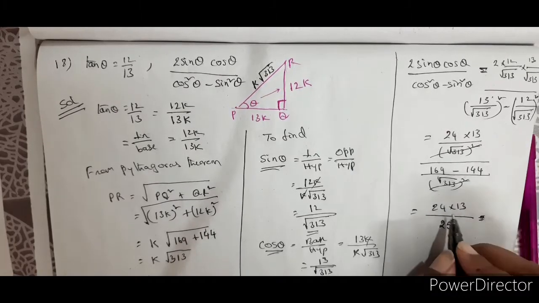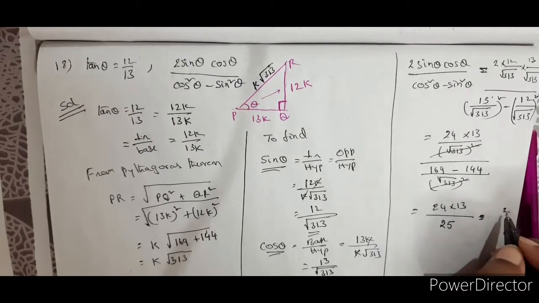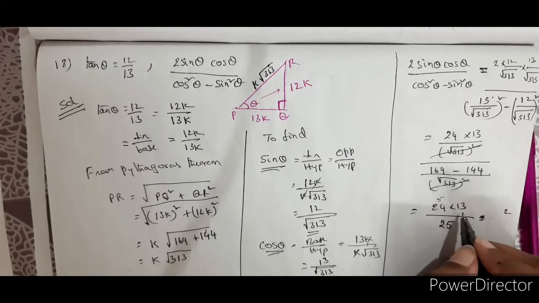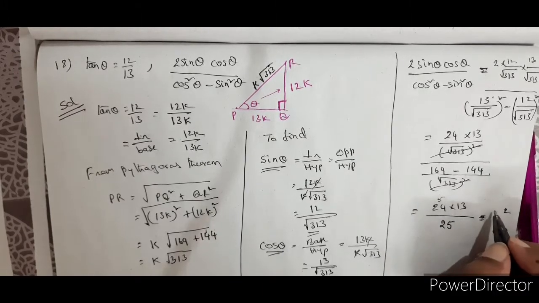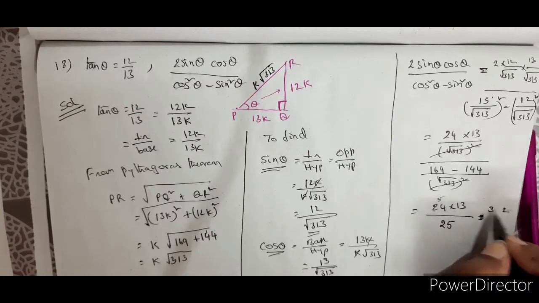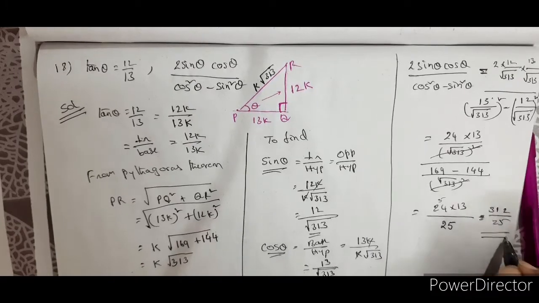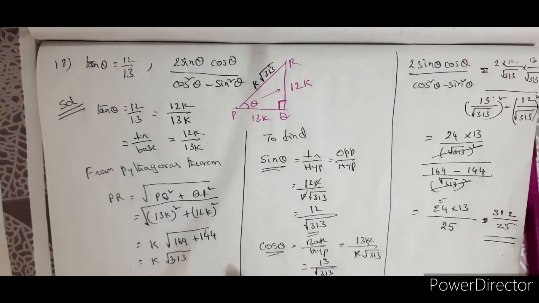So 13 fours are 52. So 5 is here. Now 13 twos are 26 plus 5, 31. So 312 by 25. So this is the value of 2 sin theta cos theta by cos square theta minus sin square theta. So that is 312 by 25.